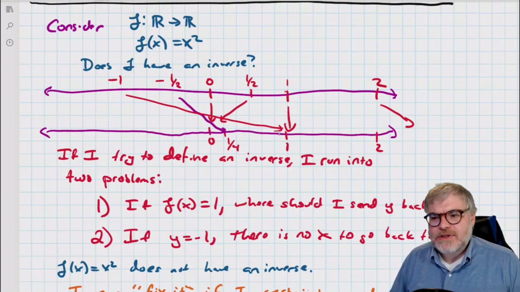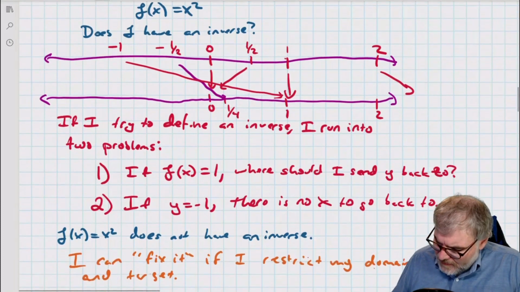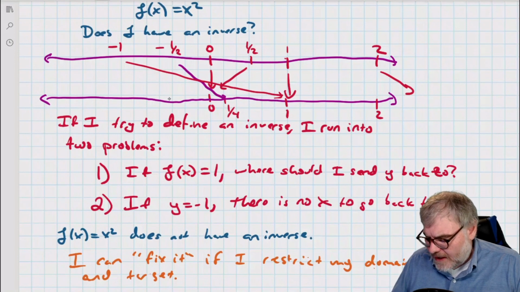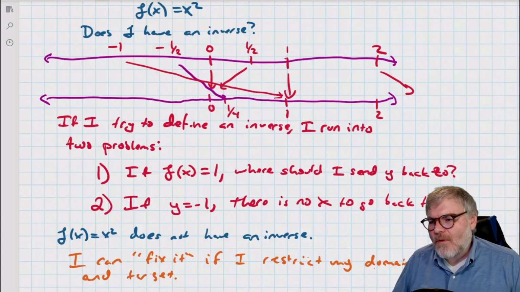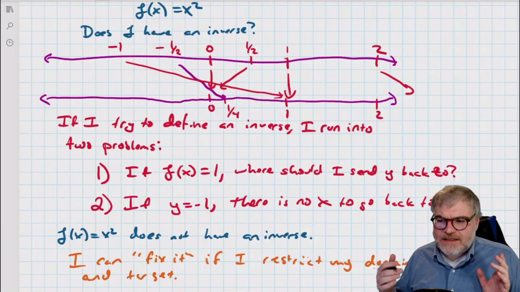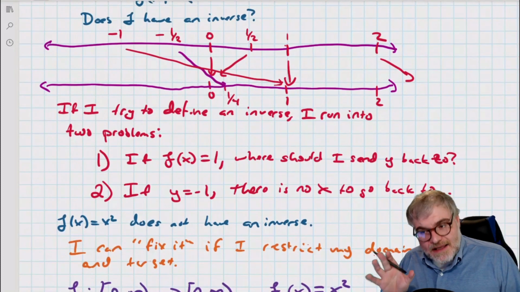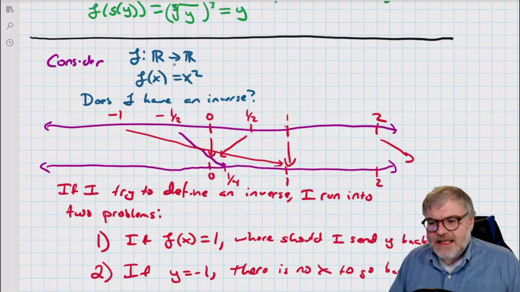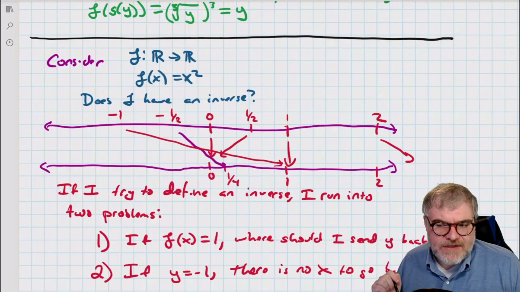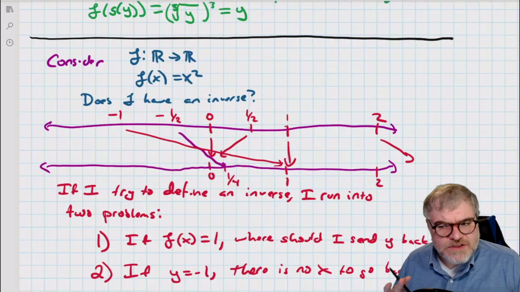So if I've got two inputs coming in, I don't know where to send it back. The other problem I have: if y equals -1, there's no x to go back to. So I'm not using all my y's. So f of x equals x squared doesn't have an inverse. Okay? However, from R to R, and that's important to say, it's important to say that from R to R, I don't have an inverse. But I can fix this. Well, some of it.